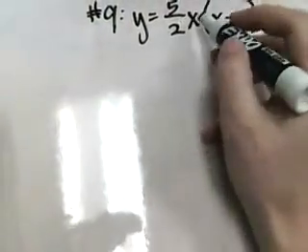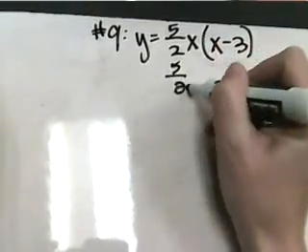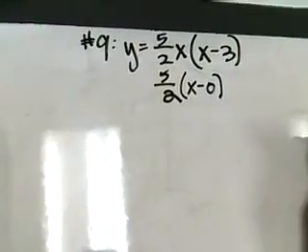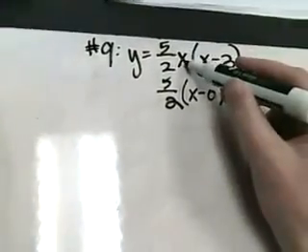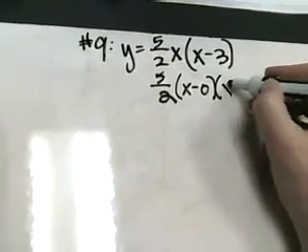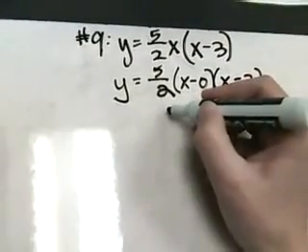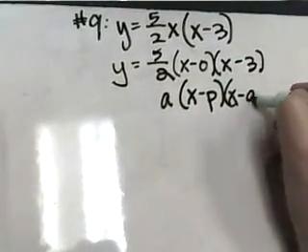Okay, but what I can do is I can rewrite this as a quantity. So I have 5/2. I can make this guy into x minus 0, because wouldn't that be the same thing, x minus 0 or x plus 0? That would still be x. And then I'll carry him down as x minus 3. So now I can see that I have A, I have x minus p, and I have x minus q.